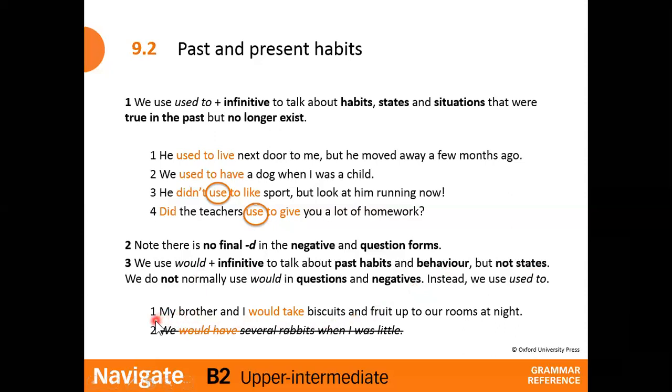For example, my brother and I would take biscuits and fruit up to our rooms at night. Would take. Here you can see take is an action verb, and it was a habit, those two people's habit, okay? We would have several rabbits when I was little. Have is a stative verb, so you don't use would plus a stative verb. Never. If you don't know stative verbs, you should go to the list of stative verbs and learn them. Or if you have forgotten, you should revise them. I hope this page is understandable.